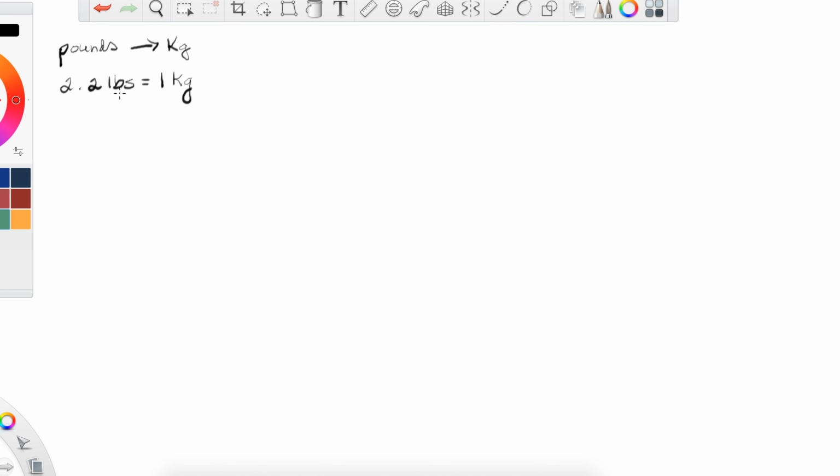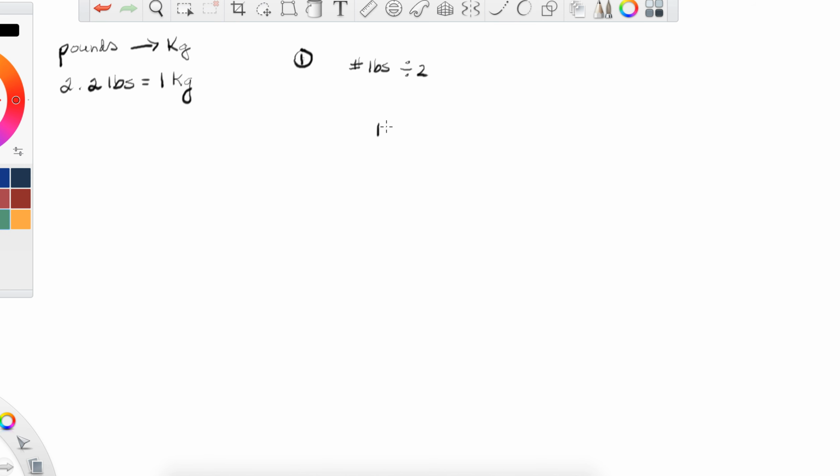Now we can arrive at this number. If you have a cell phone, fine, you can use your calculator, but generally they're not going to have you do that in class. So let's find a quick little way to do it. All right, it's a two-step process. Step 1, take the number of pounds and divide it by 2.